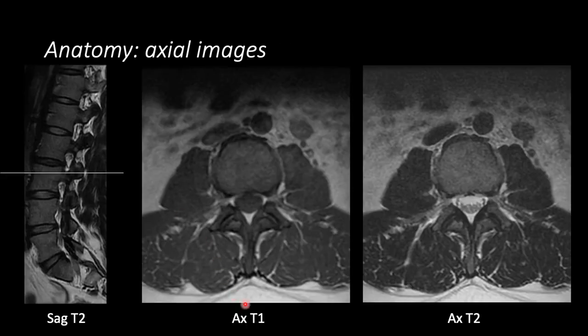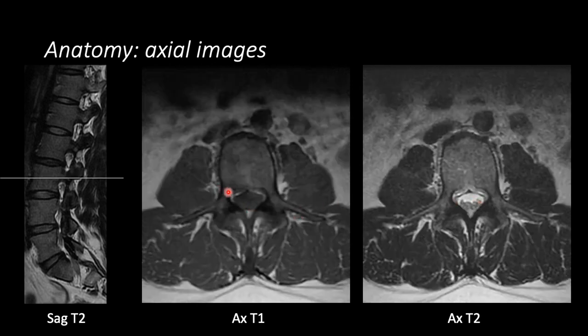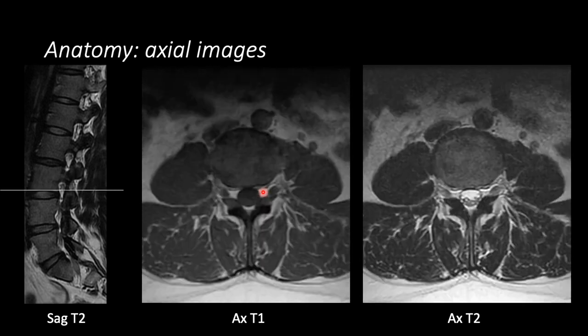On the axial images, as we scroll down, we can see the thecal sac, which is this ovoid dark area here, surrounded by epidural fat. On the axial T2 weighted images, we can see the nerve roots within the thecal sac. Here we are at the pedicle level. As we go a little bit lower, we end up in the neural foramen, and we can see the nerve roots exiting the neural foramen on either side.